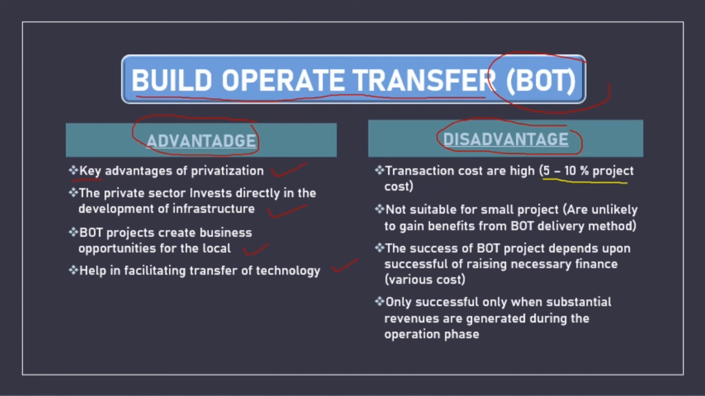The next disadvantage is that BOT is not suitable for small projects, which are unlikely to gain the benefit from the BOT delivery method. Based on the statement made by the Victorian Government of Australia, projects with a value of less than 50 million Australian dollars are unlikely to gain benefit from the BOT delivery method.